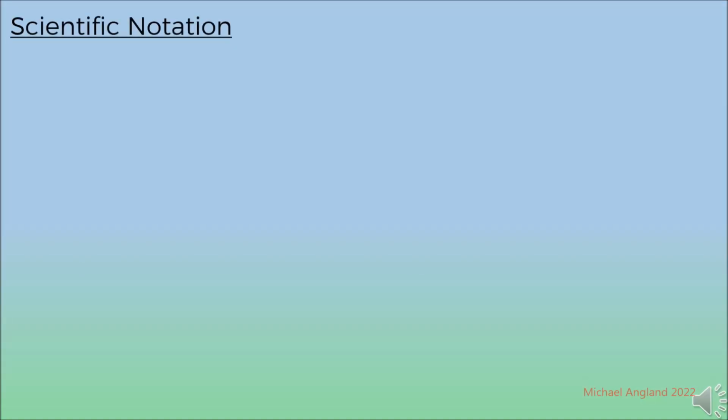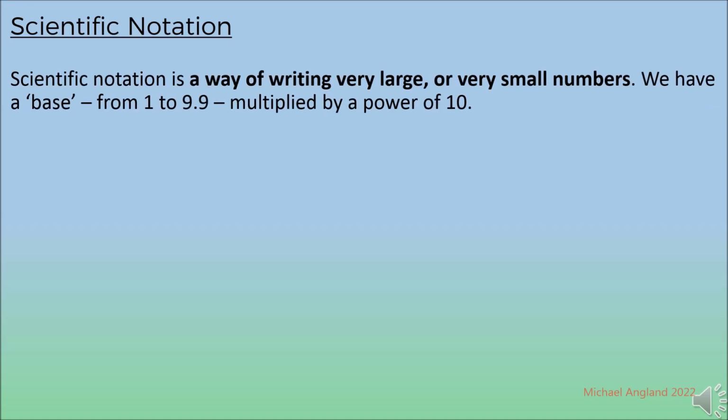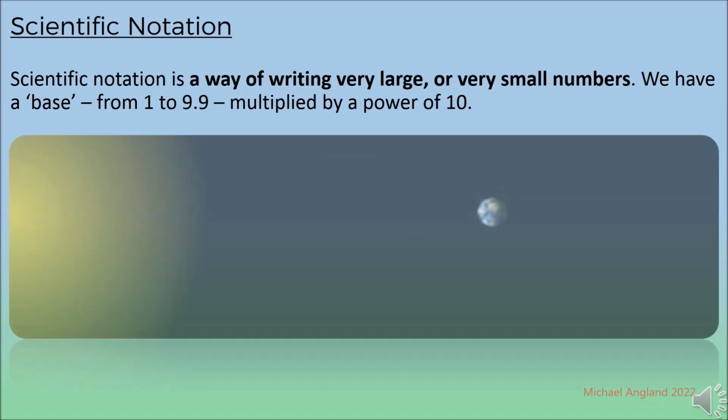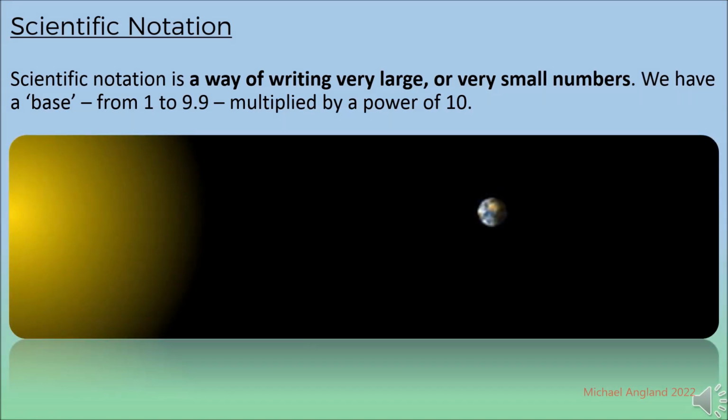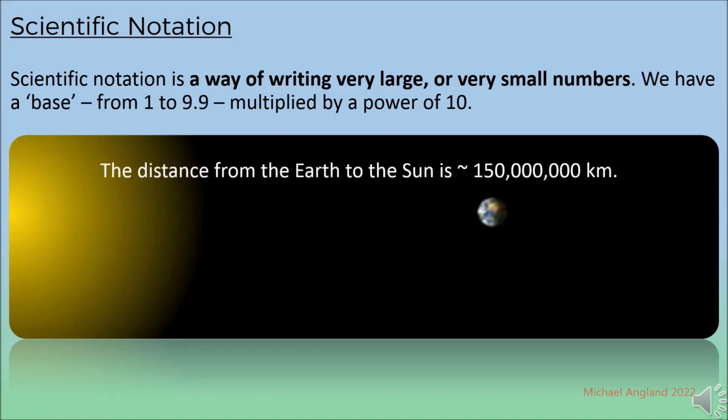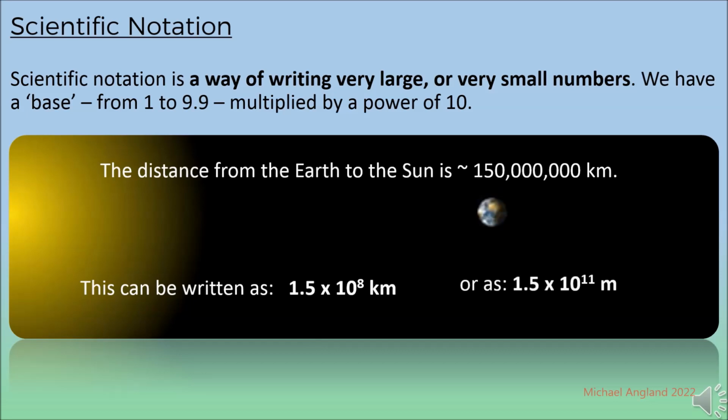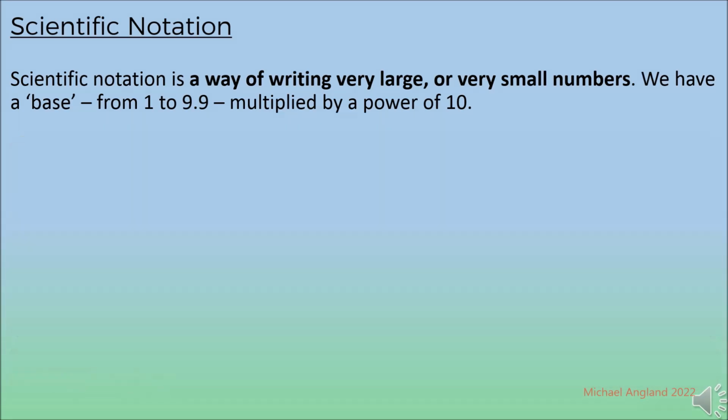Some revision on scientific notation. Scientific notation is a way of writing very large or very small numbers. We have a base multiplied by a power of 10, and the base is from 1 to 9.9. Here's an image showing the Earth and the Sun. The distance from the Earth to the Sun is approximately 150 million kilometers. That can be written as 1.5 times 10 to the power of 8 kilometers, or as 1.5 times 10 to the power of 11 meters.